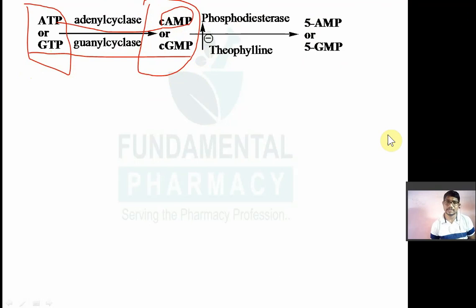Now cyclic AMP and cyclic GMP are metabolized by an enzyme known as phosphodiesterase. This phosphodiesterase enzyme metabolizes them and converts them into 5' AMP, adenine monophosphate, and 5' guanine monophosphate, and they become inactive. So this phosphodiesterase enzyme is blocked by theophylline.